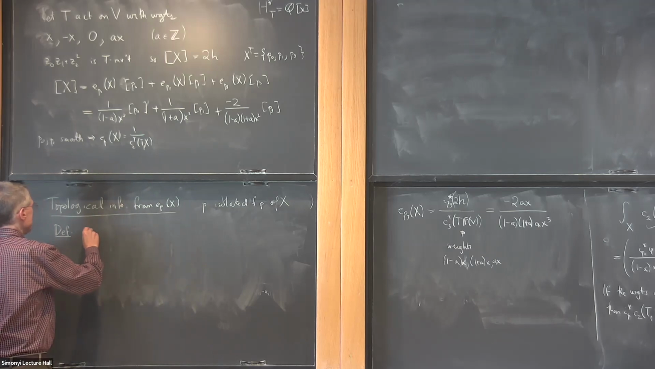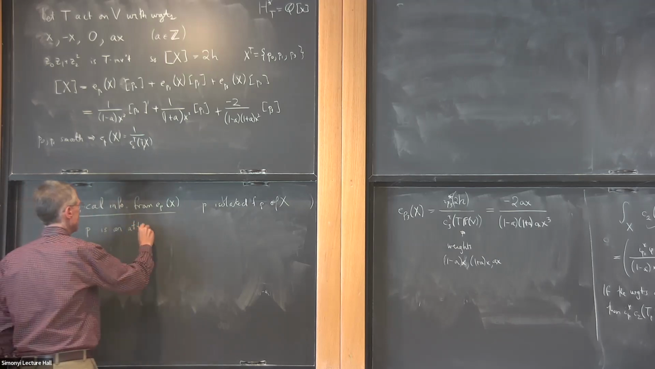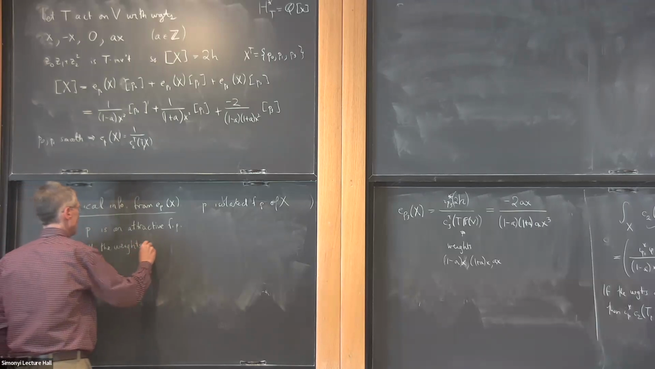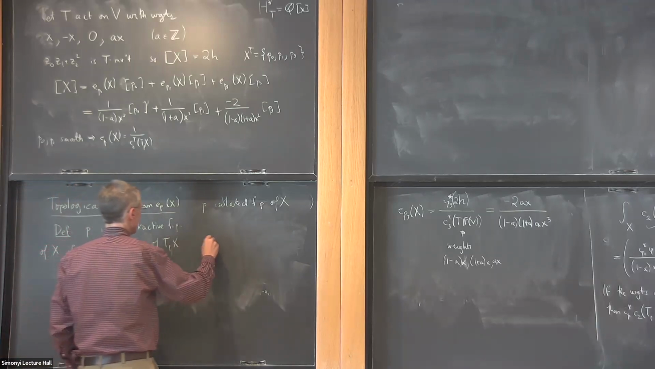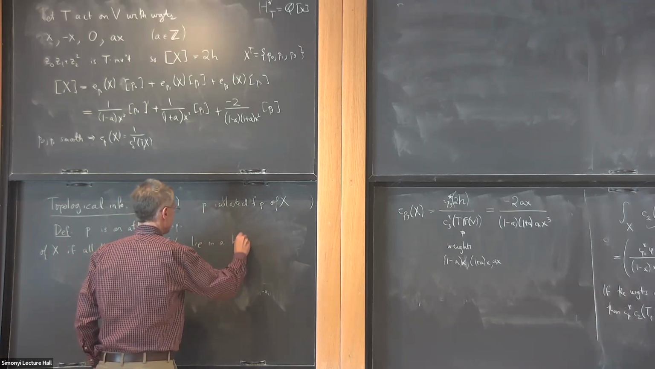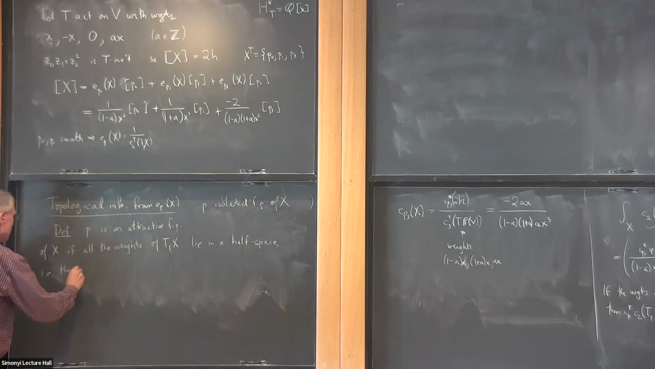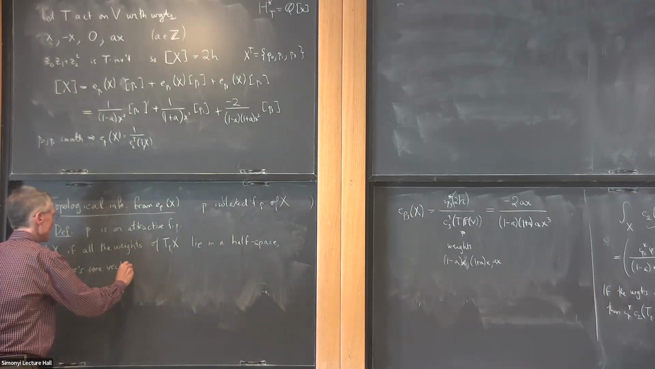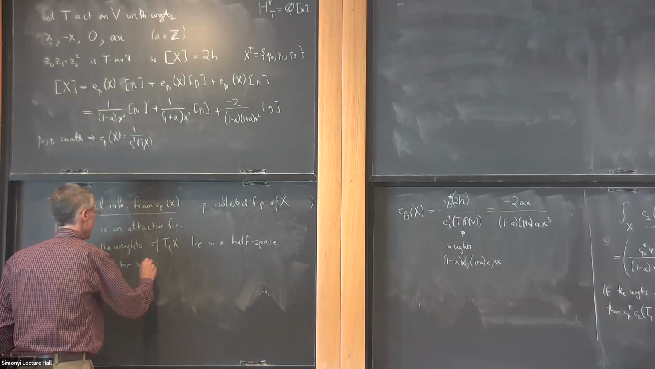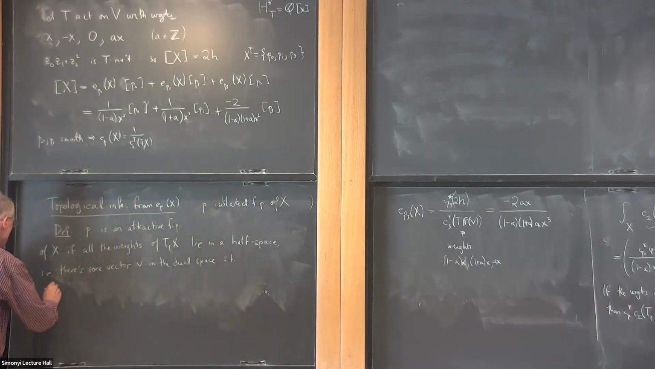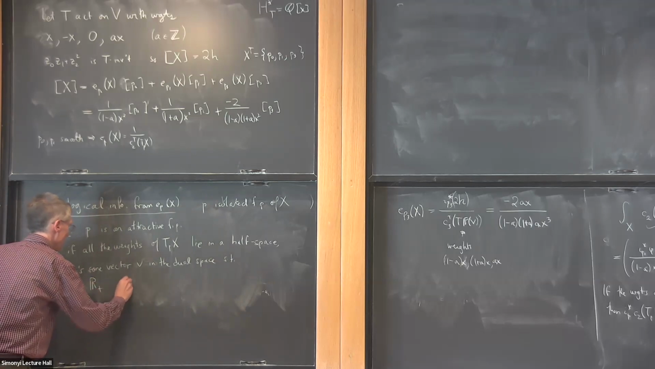And I want to say that P is an attractive fixed point of X if all the T weights of T_P X lie in a half space, by which I mean there's some vector V in the dual space such that if I pair alpha with V, I get some positive real number for all weights alpha.